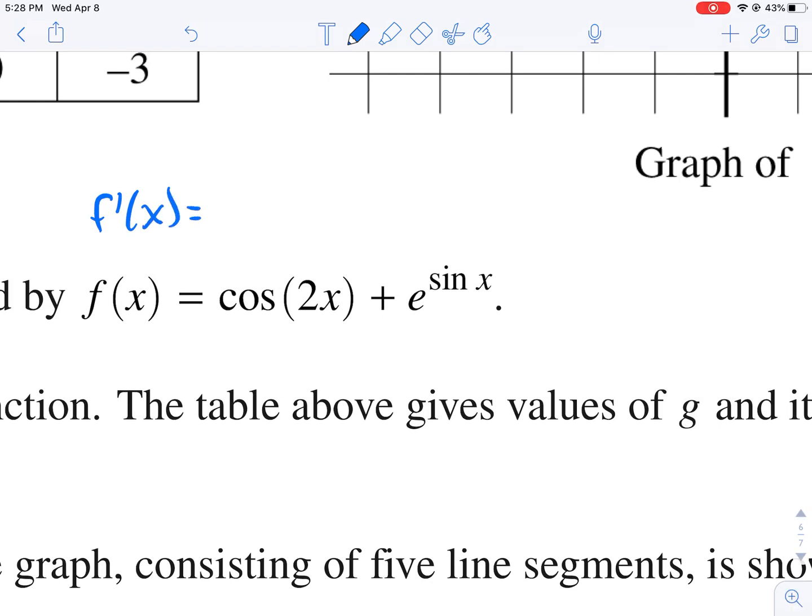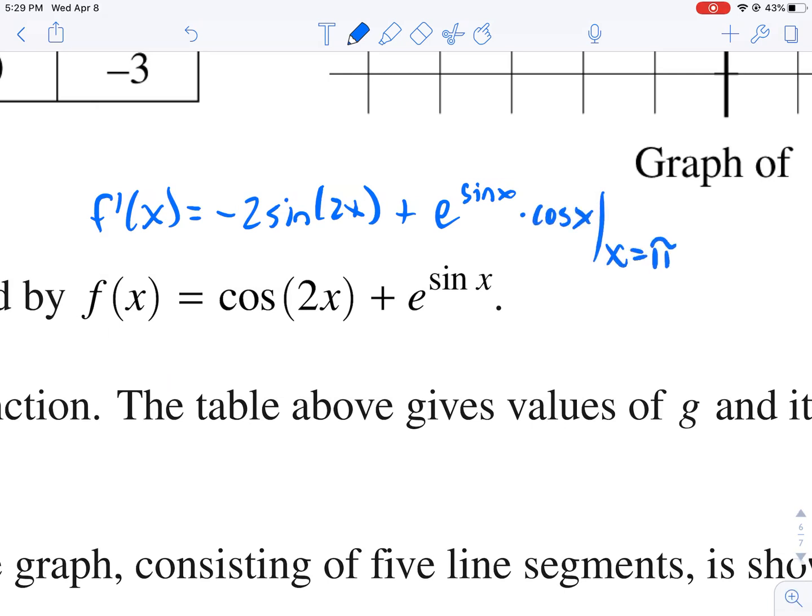And the derivative of that is negative 2 sine of 2x plus e to the sine x times cosine x. We evaluate this at x equals pi, which I'll do below. So sine of 2 pi is 0, which is nice. That's gone. Stuff like that usually happens on problems like this. And then we have sine of pi is also 0, so you get e to the 0, which is 1. So you end up with just cosine of pi, which is -1.